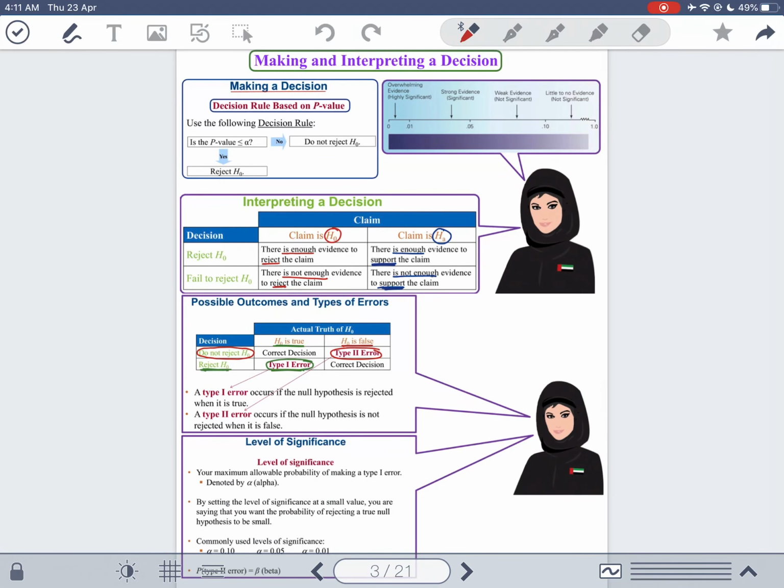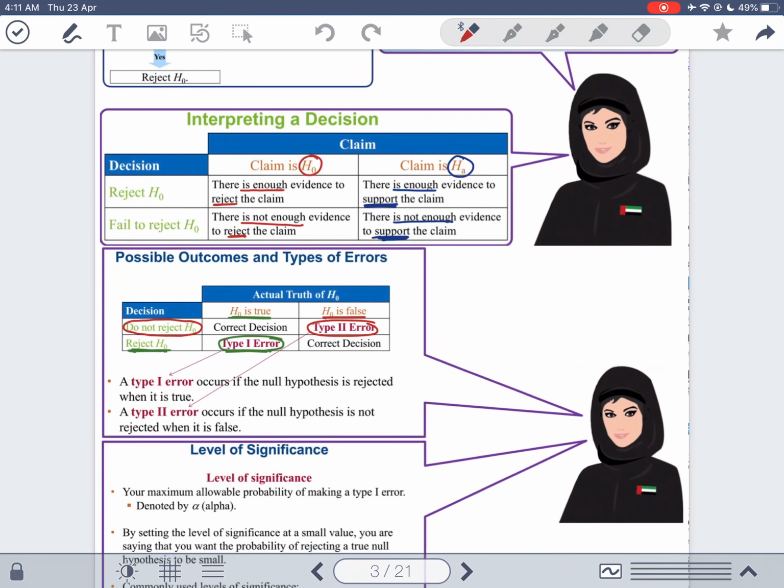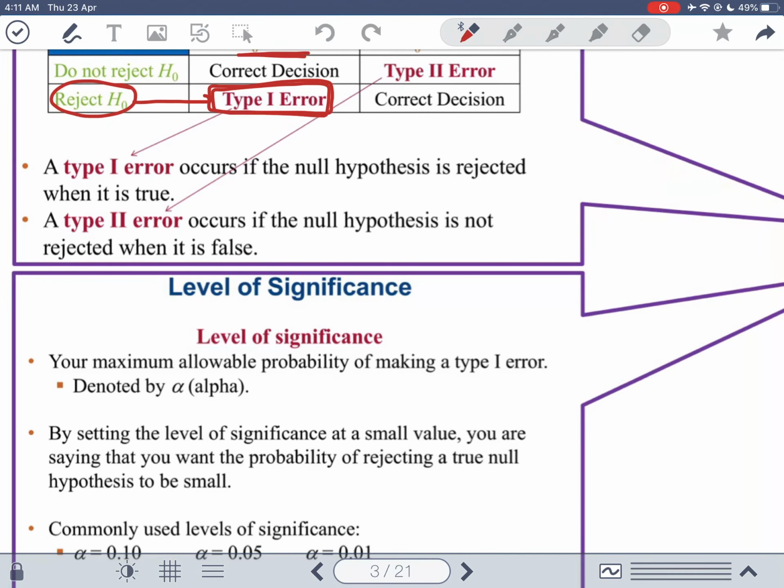Okay, so these are the two errors that we have. Now, remember from our question, the one that we are solving now, we ended up doing what? Rejecting H0. So the only kind of error that we can make is what? It's type 1 error. So this means that it could have been that H0 is true, but we rejected it. One thing I want to make sure that you remember also for type 1 error, remember, your maximum allowable probability of making a type 1 error is alpha, the level of significance denoted by alpha.